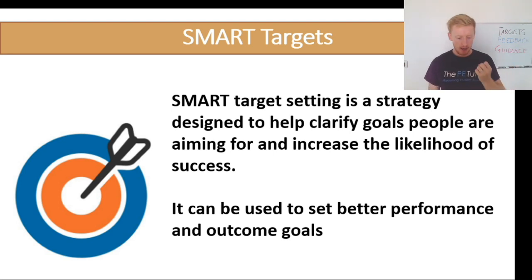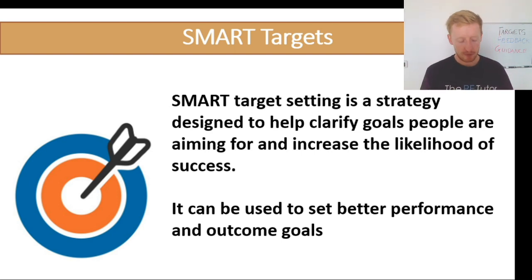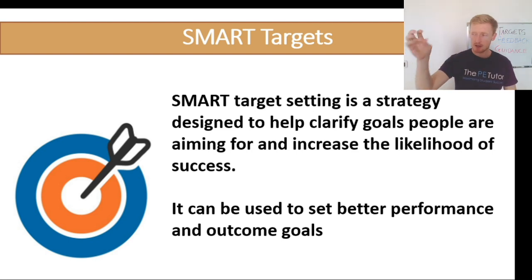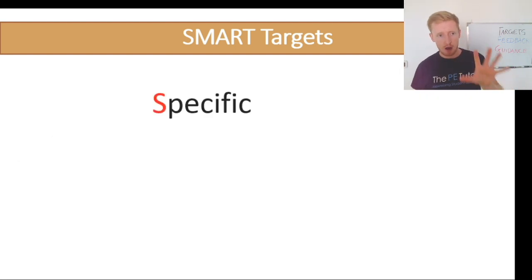So it can be used for either performance or outcome, and you'll see how shortly when we go through these 5 letters. But just remember, and this is something that you might want to note down, be it on a worksheet or in your books or wherever, SMART target setting is a strategy to make goals more efficient. And if we can make an efficient goal, then we're more likely to achieve it, which is going to boost motivation. It's going to protect and grow confidence. And it's going to ensure that someone keeps on progressing and participating in whatever the physical activity is. So we want to be using SMART target setting.